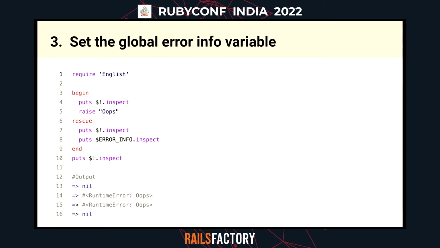The third step is to set the global error info variable. This global error info variable can be represented by using this $! sign. If you are not comfortable with this sign, you can also use its alias, that is $ERROR_INFO. Raise here is responsible for setting this variable. Then this global error info variable will contain the currently active exception. Once the exception has been rescued and not re-raised, it will reset this variable again to nil.